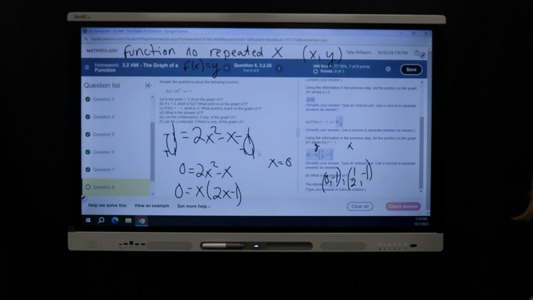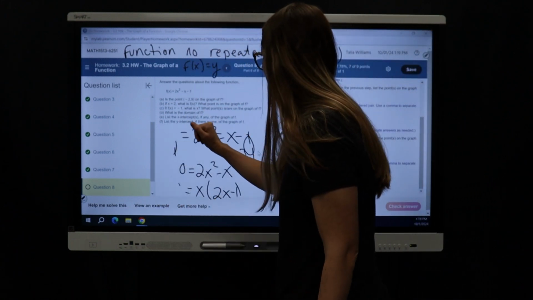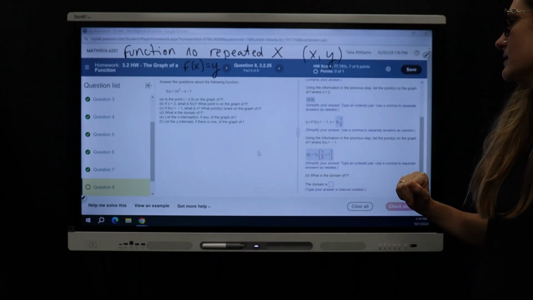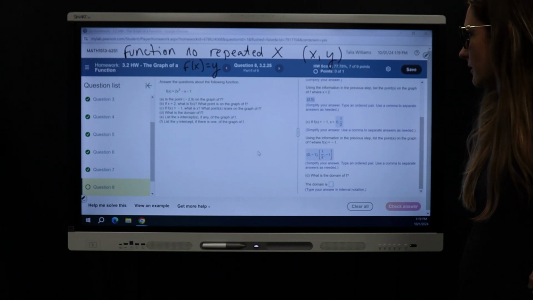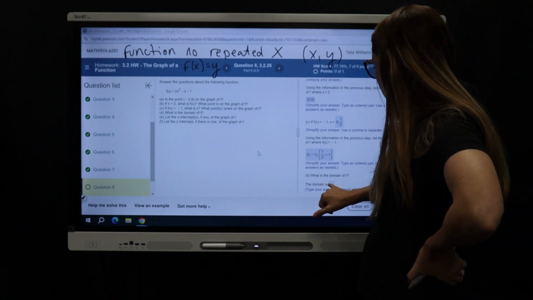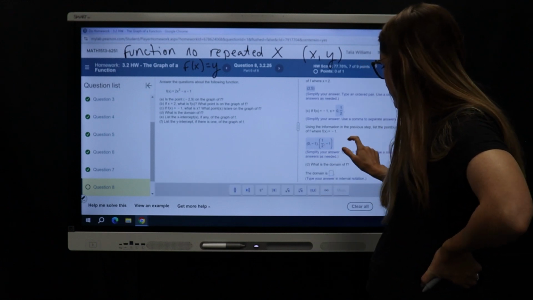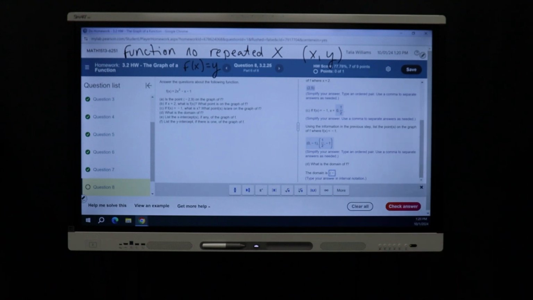B. What is the domain of f? So our domain, since this is a quadratic equation, it's negative infinity to infinity. Why do I know that? How do I explain that? I can show you all the graph of it to explain it. There's nothing that's going to make this undefined or not real. There's no fraction, there's not a square root. That is why our domain is negative infinity to infinity.